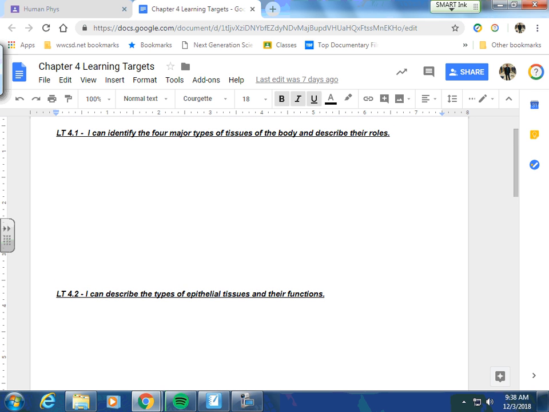So, learning target 4.1, I can identify the four major types of tissues of the body and describe their roles. So you guys should all have the answers out in front of you because you presented this information or you were presented to and then needed to present it yourself. I wouldn't be surprised if you could just say the answers off the top of your head, really, right?